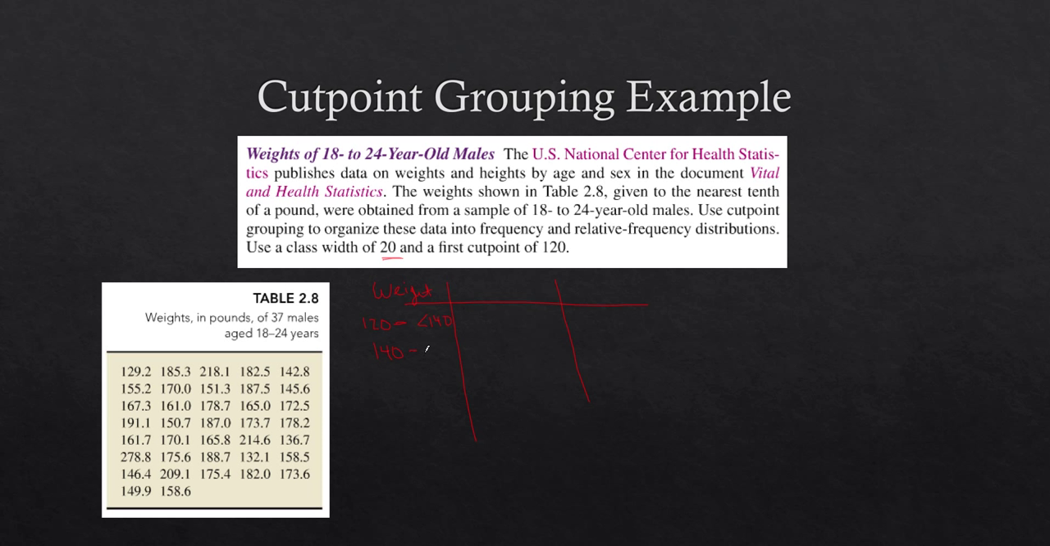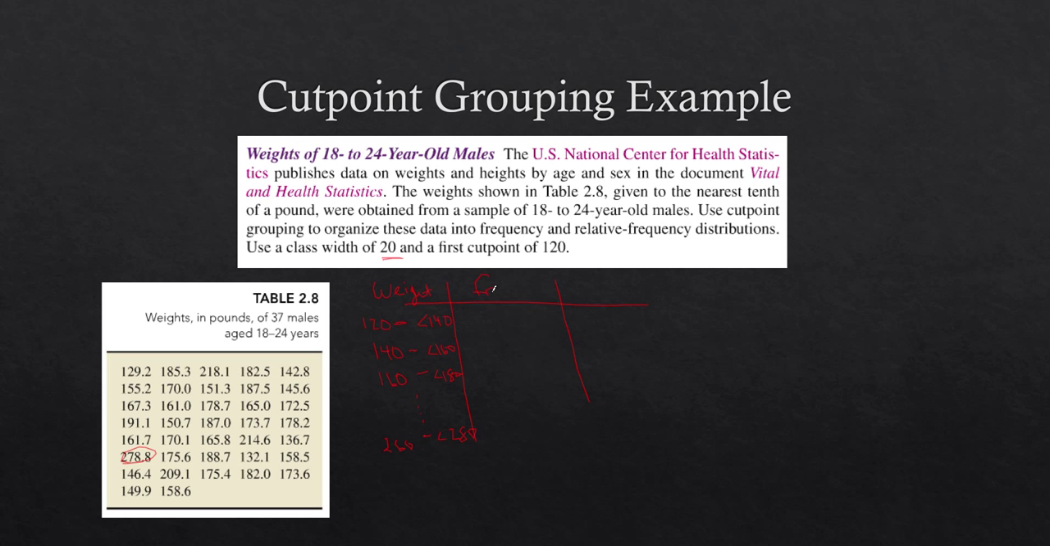From 140 to less than 160. My next lowest cut point would be 160 to less than 180. And we would keep going here until you see 260, which is less than 280. Now, why do we go all the way down there? Because you're looking at your values here, remember. Here's 278.8, just looking at one offhand. So we know it has to go in this last class. So you want enough classes to cover all your data here.